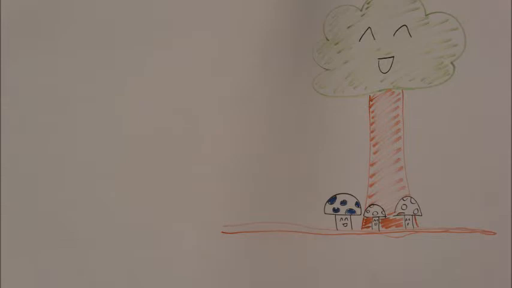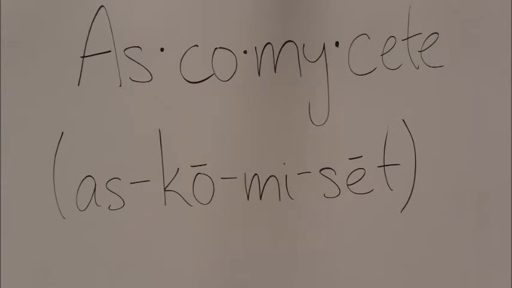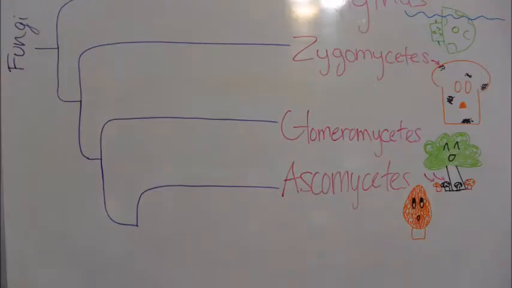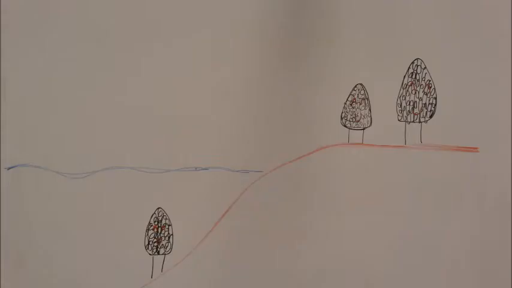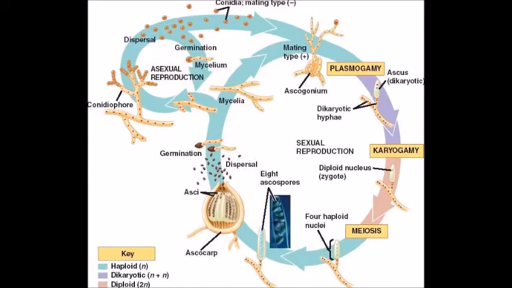Now on to ascomycetes. Ascomycetes develop fruiting bodies called ascarps and produce spores in sac-like asci. Many of the fungi in this phylum are decomposers. Ascomycetes also have an extended dikaryotic stage, which provides increased opportunity for genetic recombination.